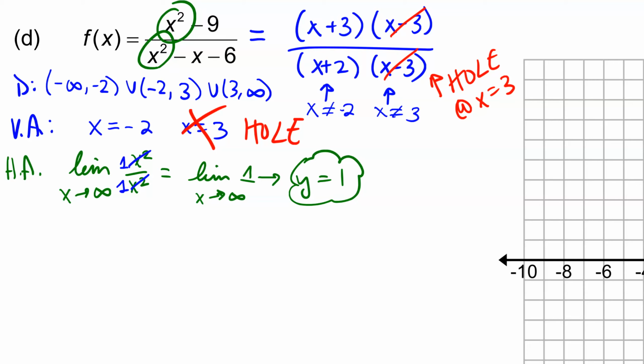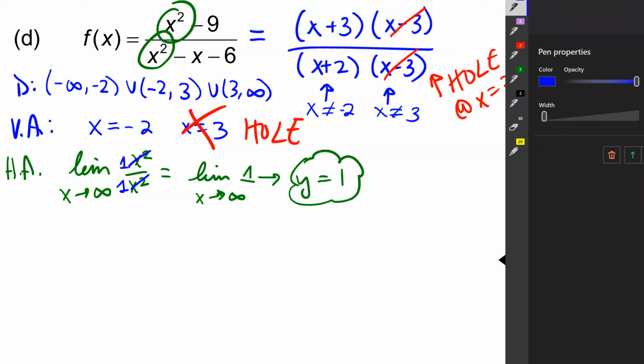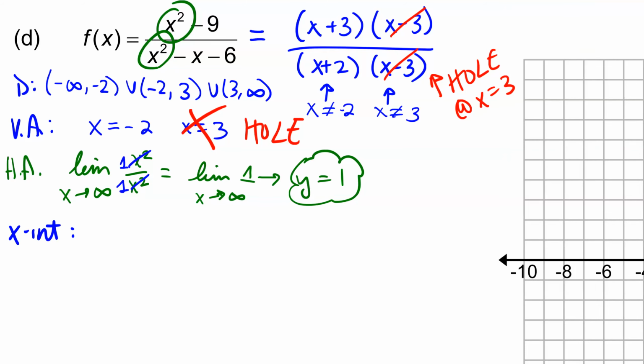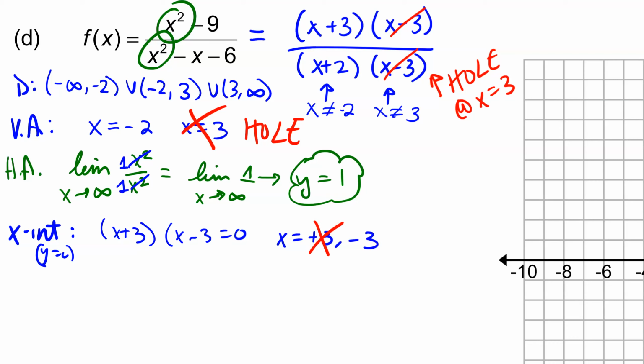Find our intercepts. Feel free to work ahead if you already know what you're doing. So our x-intercepts, this is when y equals 0. So you set the top equal to 0. But we already know x equals 3 is a hole. It's not actually going to be an x-intercept.